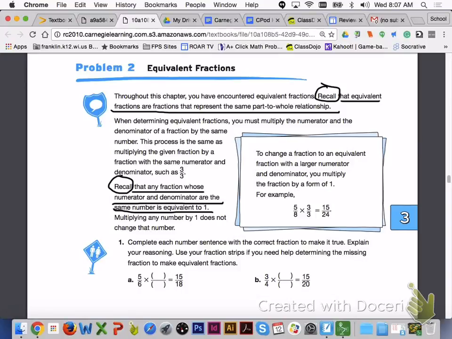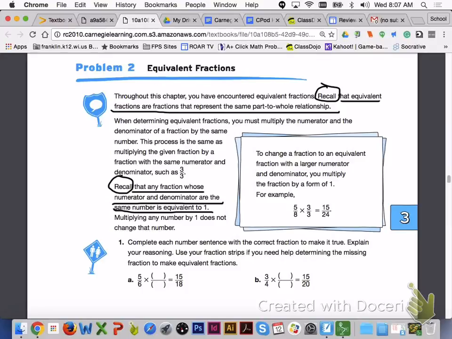Turn to page 155. We are going to start lesson 3.5 with problem 2, equivalent fractions. Throughout this chapter, you have encountered equivalent fractions. Recall that equivalent fractions are fractions that represent the same part-to-whole relationship. When determining equivalent fractions, you must multiply the numerator and the denominator of a fraction by the same number.